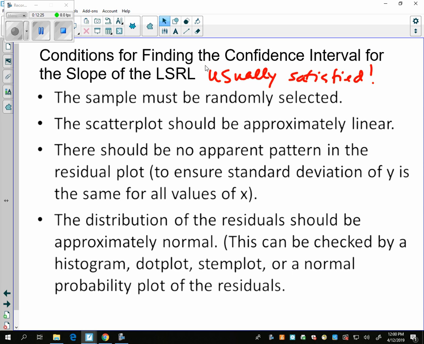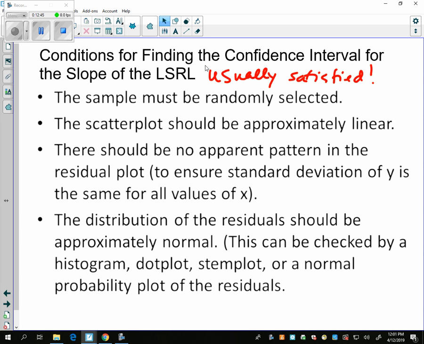What's the number one condition? Random. All right. Now the scatter plot should be approximately linear. Another one that's not a shocker. You want to know that you're dealing with data that's approximately linear. There should be no apparent pattern in the residual plot.